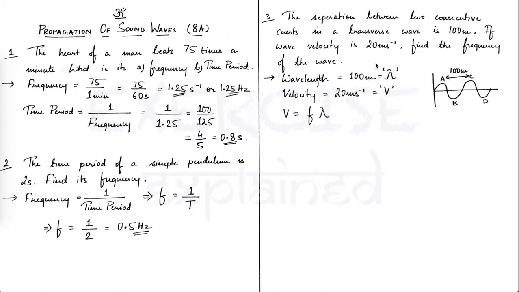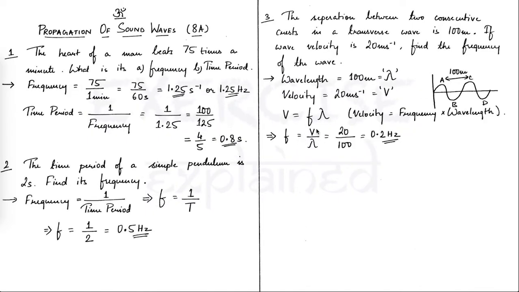Velocity is given as 20 meter per second in the question, so I take it as v. So I use v is equal to f into lambda. As I use v is equal to f into lambda, I can find the value of f, and that is what the question has asked. So here f will be equal to v by lambda, since lambda goes to the other side. So I can write it as v by lambda.